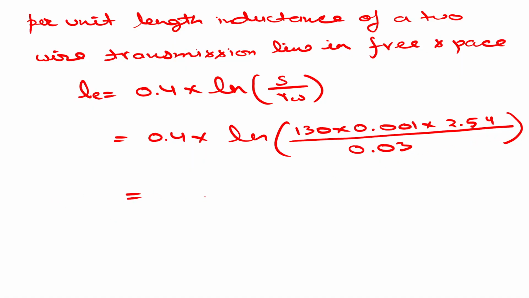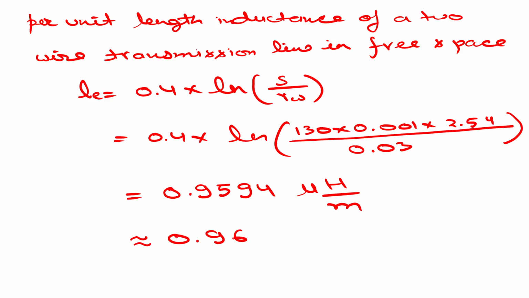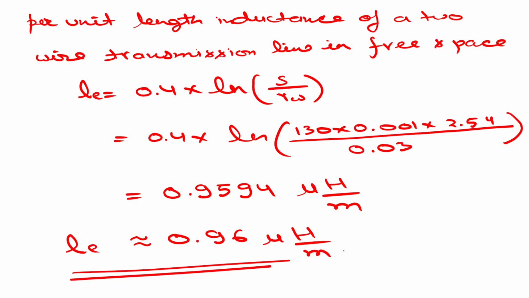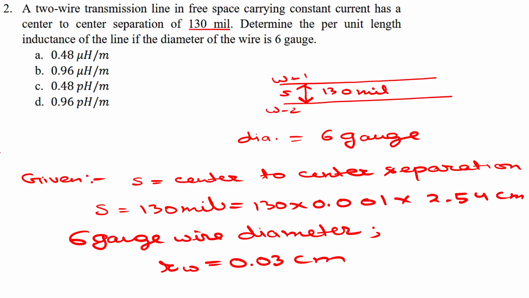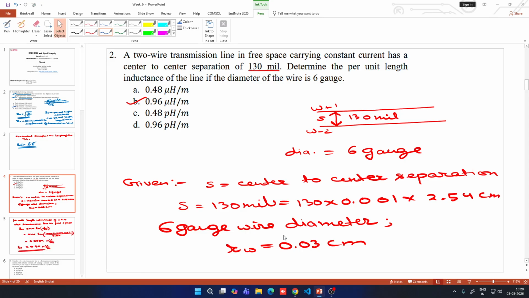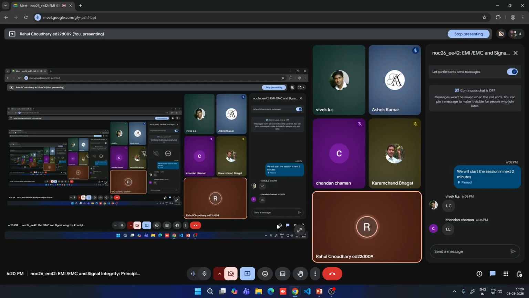So when we solve it, we will get 0.9594 microhenry per meter, which is approximately equal to 0.96 microhenry per meter. So this is the per unit length inductance of the two wire transmission line given in the problem. So if you see, the correct option here is option B. I hope everybody understood this. If you have any doubt in this, please let me know.